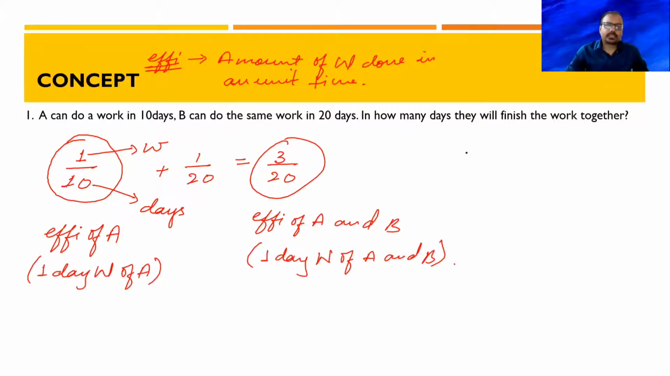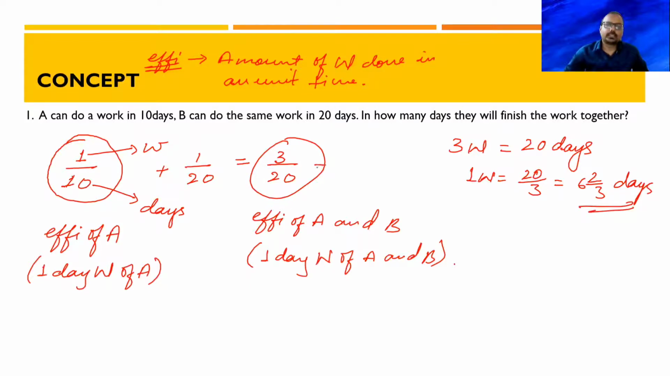Once again, we can say it like there is 3 work for how many days? 20 days. So 3 work in 20 days. So 1 work in how many days? 1 work in 20/3, that is 6 2/3 days. So finally, we get the answer as 20/3 days.